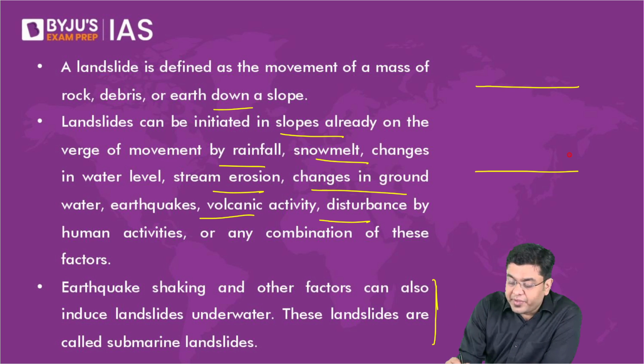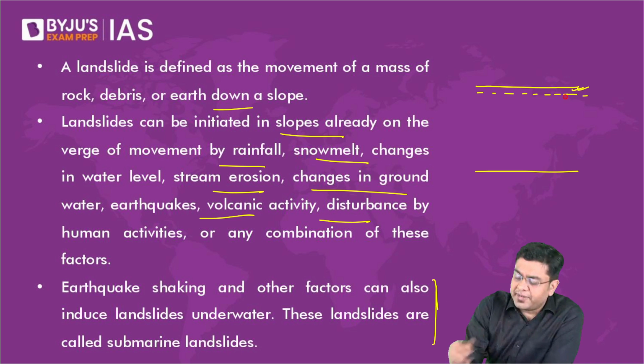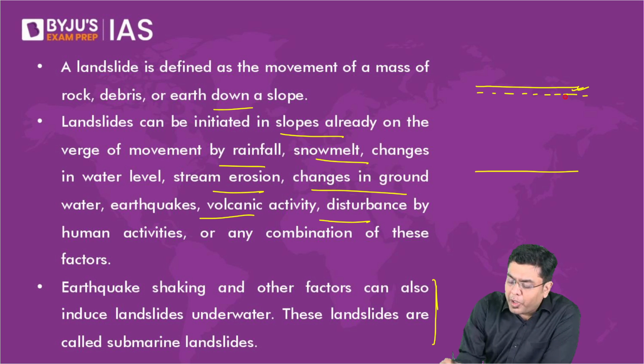During the summer season, it is the top layer which defreezes because of rising temperature. Maybe the temperature can go 5 degrees, 6 degrees Celsius. So the top soil will get defrozen for a brief period. And again, during the winter season, it will refreeze. But the bottom portion remains frozen throughout the year.